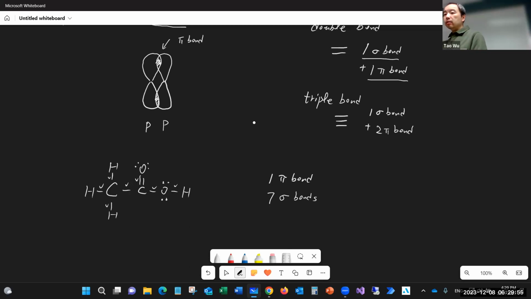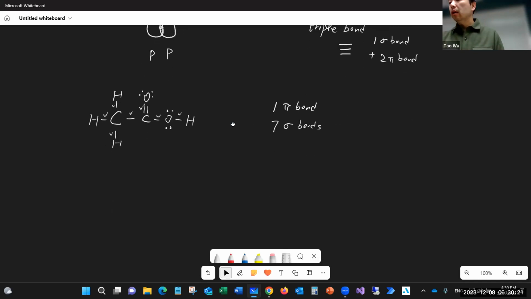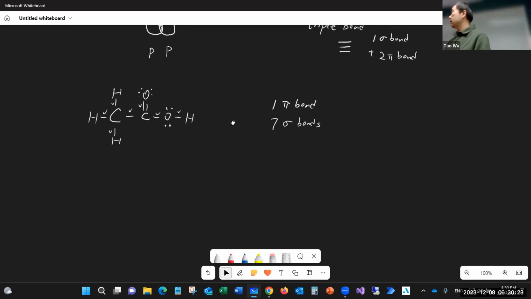So I have 1, 2, 3, 4, 5, 6 single bonds. That's six sigma, right? And we have one double bond, and this double bond contains one sigma and one pi. So that means we have 7 sigma and one pi. Does it make sense? Are you clear? Generally, this is how we calculate the numbers of pi and sigma bonds. So let me give you one more example.